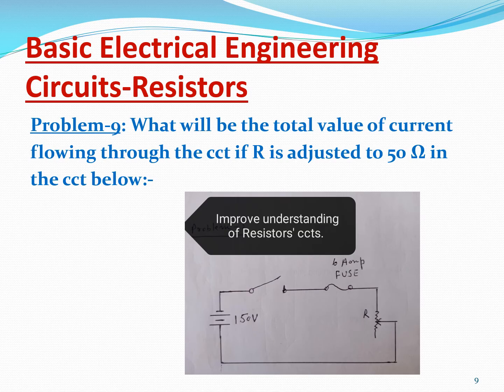Next problem is, what will be the total value of current flowing through the circuit if R is adjusted to 50 ohm in the circuit below. So obviously if it is 50 ohm, then 150 volt divided by 50, that will be 3 amperes in this particular case.